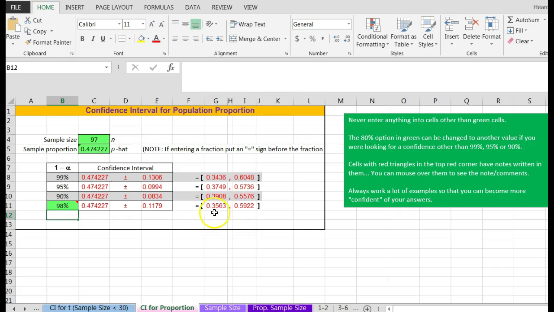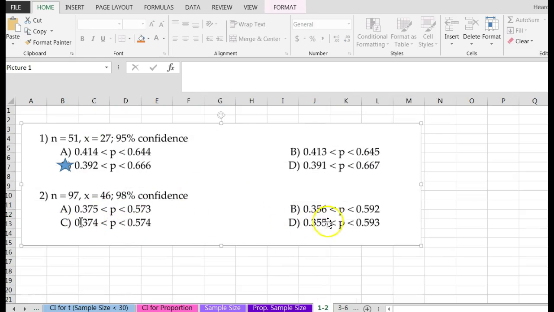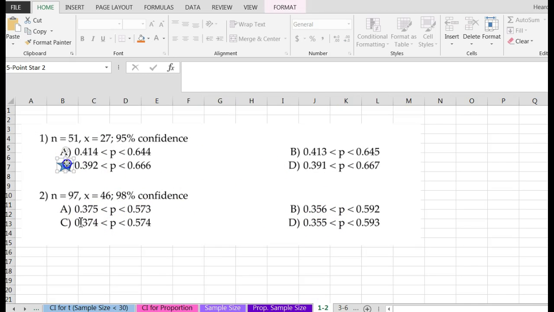All right, so the confidence interval looks to be, if I were to round this to 3 decimal places, 0.356 to 0.592. Oh, there it is, B. Let's go ahead and choose that. I'm going to mark B. So we nailed that one. You see just how easy these are. Let's look at problems 3 through 6.